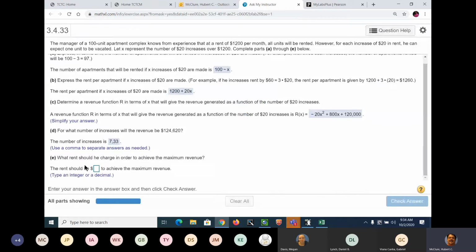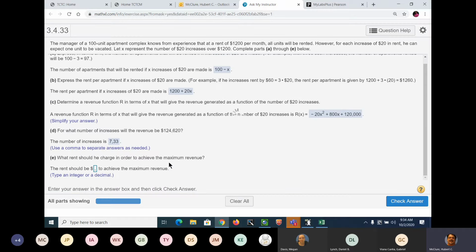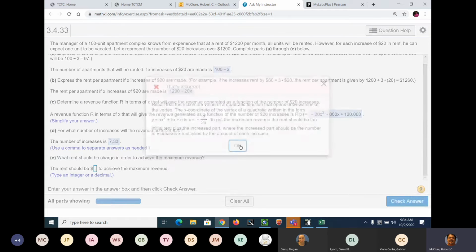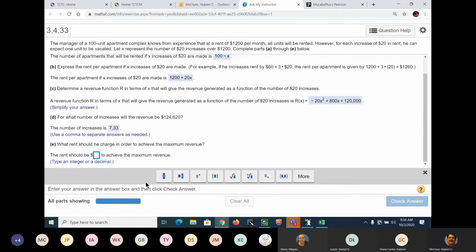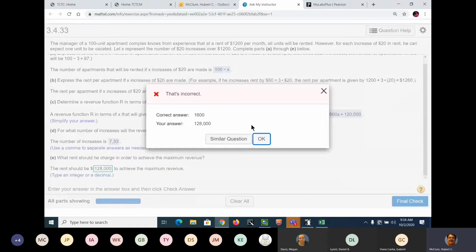What rent should be charged? What rent should he charge in order to achieve the maximum? Maximum means vertex. So the rent should be 128,000. And my num lock is turned off since the power surge. Hold on. 128. $1,600.